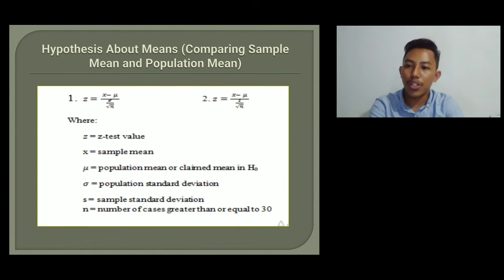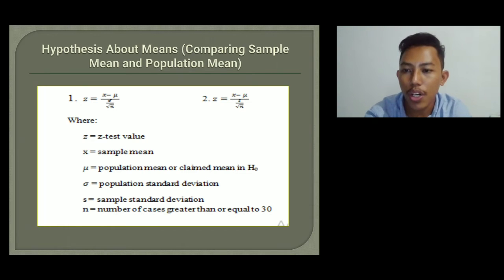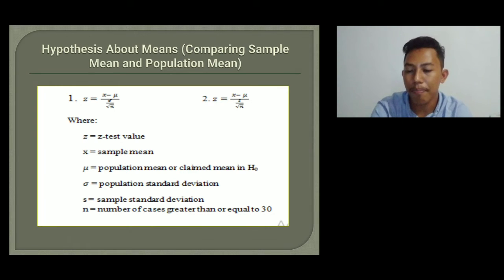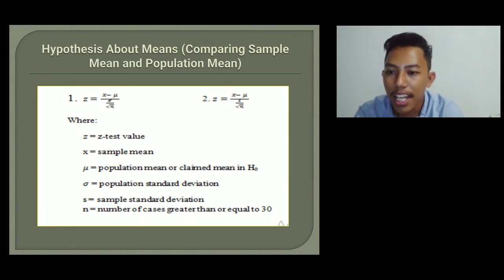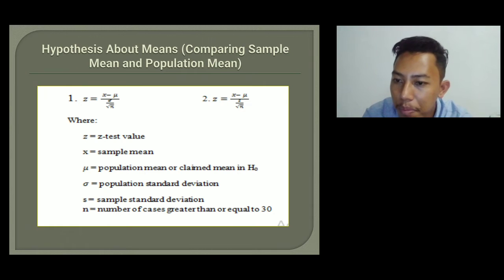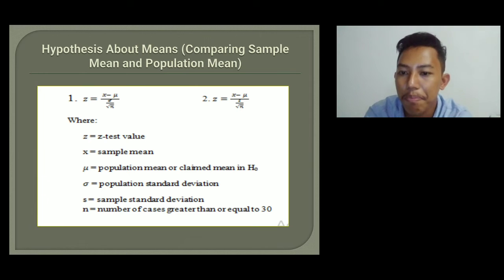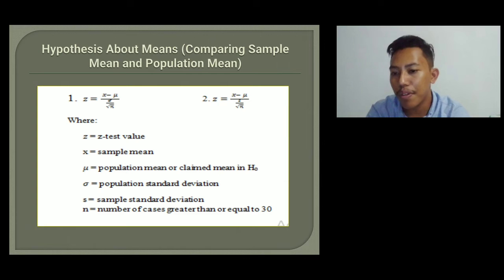So now we go to hypothesis about means, comparing sample mean and population mean. Here the first equation shows the sample mean, and the next equation shows the population mean. The z here is the z test value, x is the sample mean, and mu, which looks like a letter U, is the population mean or claimed mean in the null hypothesis. Sigma is the population standard deviation. S stands for sample standard deviation. N stands for number of cases, greater than or equal to 30.